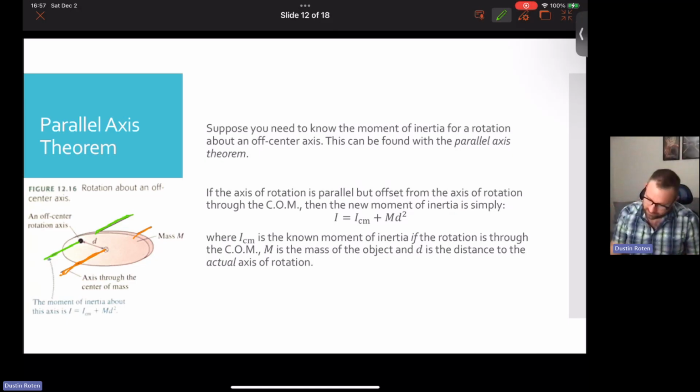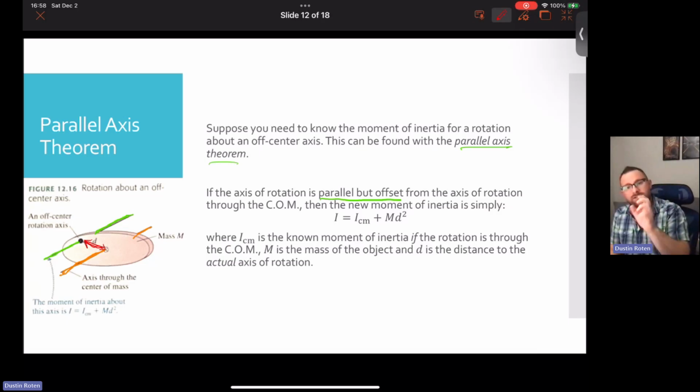So what we can use essentially is the parallel axis theorem. And what the parallel axis theorem says is that if the axis of rotation is parallel but offset. Now, do we have that? Yes, the green axis that I drew here is parallel to the axis through the center of mass, but it is offset, right? We can see that here. There's certainly an offset. So that meets our requirements for the parallel axis theorem.